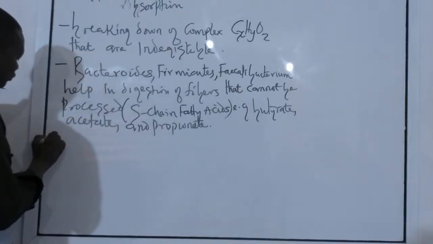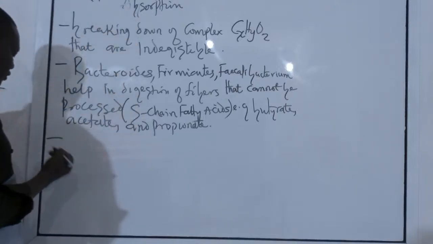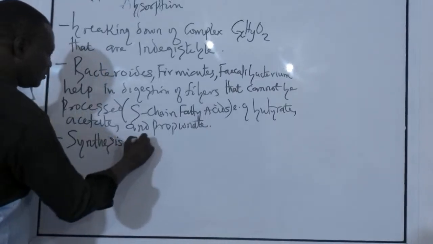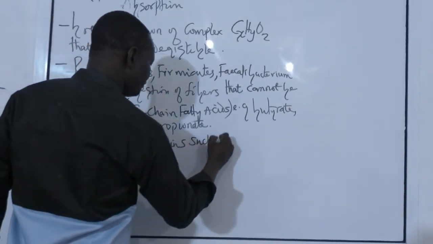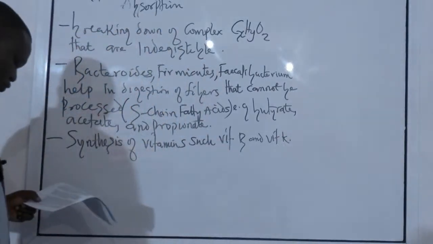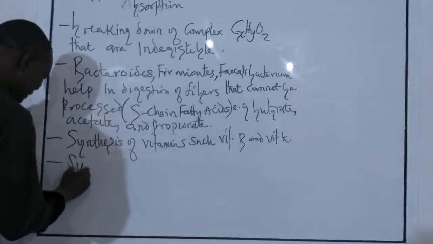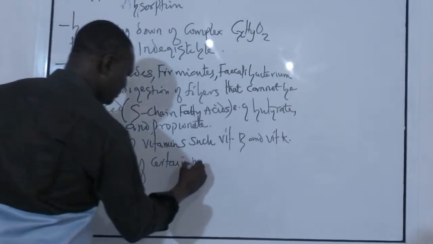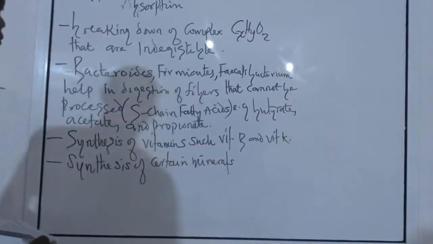Then, the third role that they play in digestion and nutrient absorption is that they also help in the synthesis of certain vitamins, very essential vitamins such as vitamin B and vitamin K. You know the essence of vitamin B and vitamin K. They also help in the synthesis of certain minerals which are very essential to the human body.